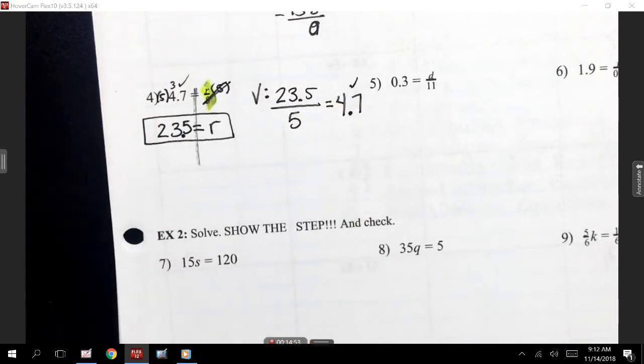Yep. So we're good. All right. Are there questions about how we're doing that multiplication?